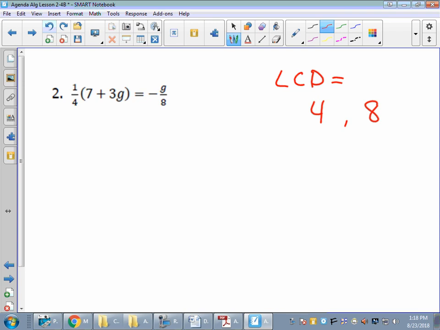So if you multiply this by 8, the 4 would cancel out and go in twice. If you multiply this by 8, they would cancel out and you'd get a 1. So the lowest number that each denominator goes into is 8 in this case. So that's what we're going to use as our LCD to multiply by. So our LCD, our least common denominator, is 8. So one thing to point out here, though, is I'm going to multiply this side by 8, and I'm going to multiply this side by 8.